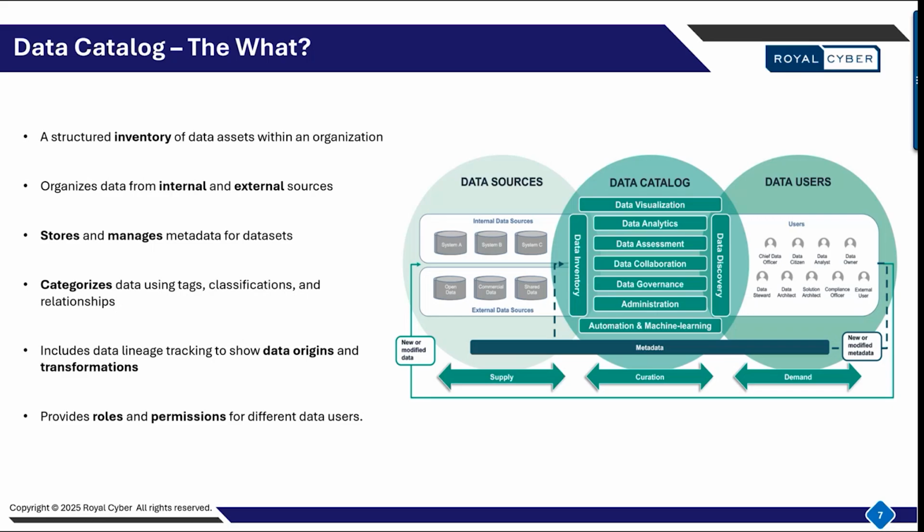Lastly, access control ensures that the right people have access to the right data. Not every employee should be able to see financial records or customer PII. With role-based access, permissions are enforced so that sensitive data remains protected while still being accessible to those who need it. In short, a data catalog acts as a single source of truth for all your organization's data assets, breaking down silos, improving efficiency, and enabling better decision making across teams.